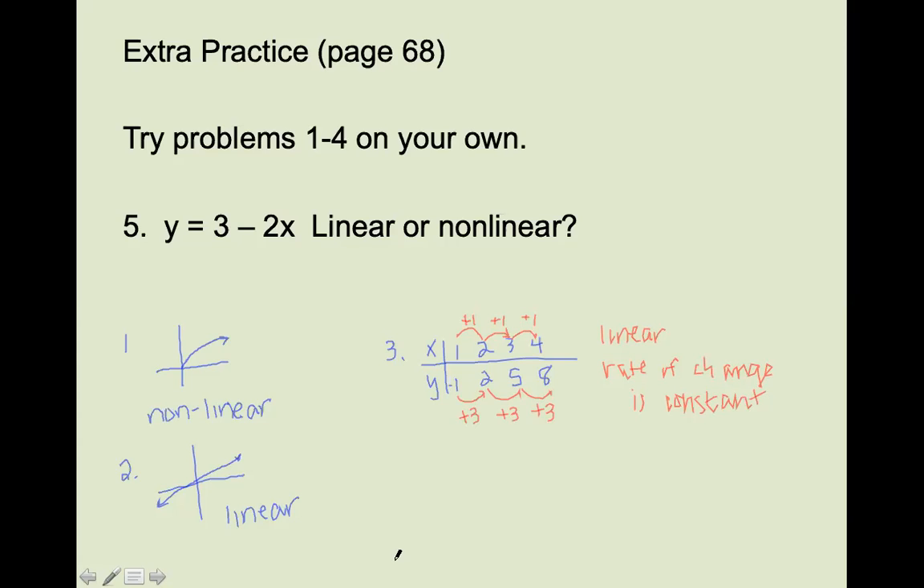All right, let's look at number 4. So again, in number 4, we have a table.